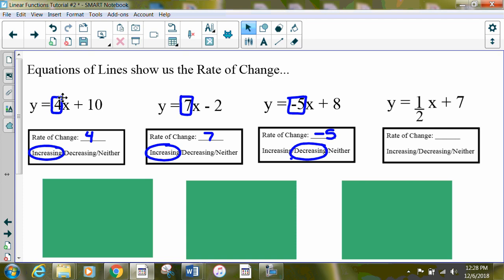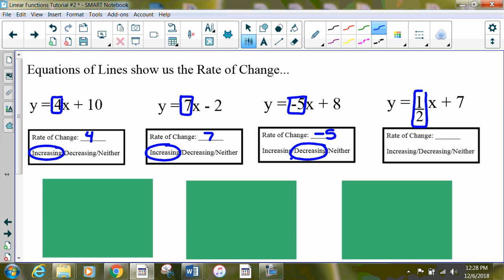The next one, please write down y equals 1/2 x plus 7. And once again, we are going to look at the number in front of the x. We see that it's a fraction, 1 over 2. So the rate of change is 1 over 2, which we know means that this linear equation rises up 1 before it runs over 2. So the graph would be up 1 over 2, up 1 over 2.